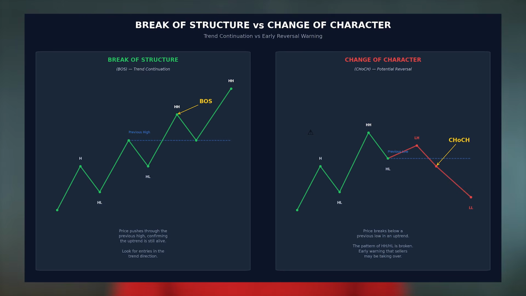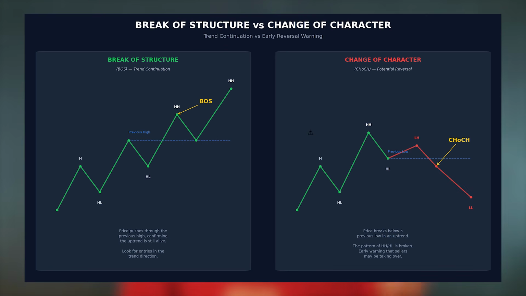A break of structure is when the price pushes through the previous high in an uptrend or the previous low in a downtrend. It confirms the trend is still intact. For price action traders, this is the bread and butter. Since the trend is still going, you're free to look for entries in that direction. And then when you have a change of character, which is the opposite of break of structure, this is your early warning system that a trend might be reversing.